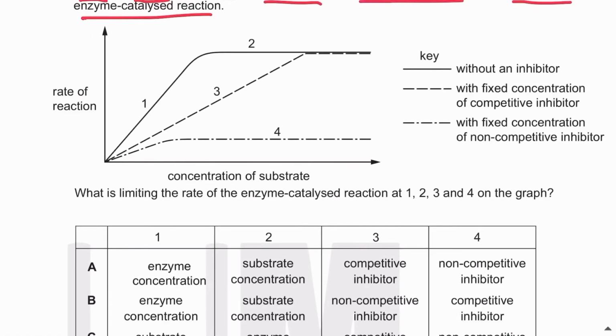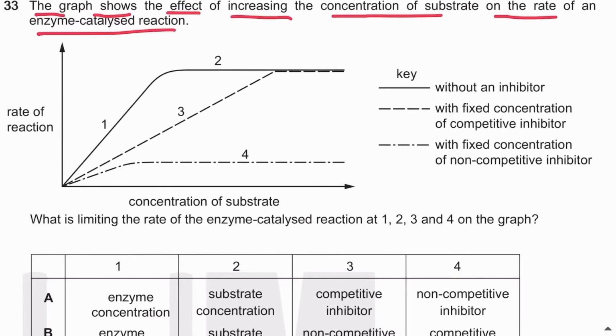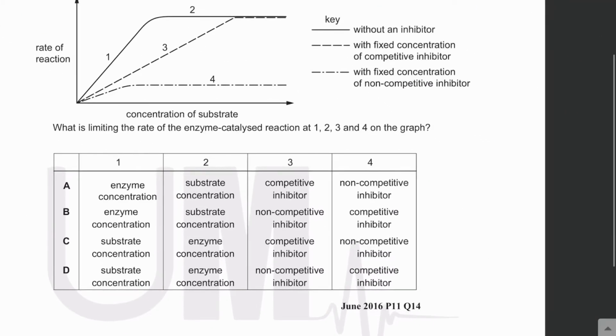So guys, this is the graph of concentration of substrate on the x-axis and rate of reaction on the y-axis, right? And this is a normal graph without the inhibitor, and graph 3 is with a fixed concentration of competitive inhibitor, and graph 4 is a graph with a fixed concentration of non-competitive inhibitor. What is limiting the rate of an enzyme catalyzed reaction at 1, 2, 3, and 4 on the graph?